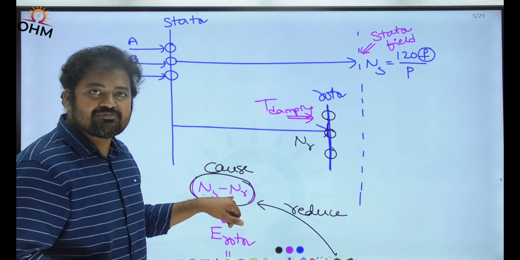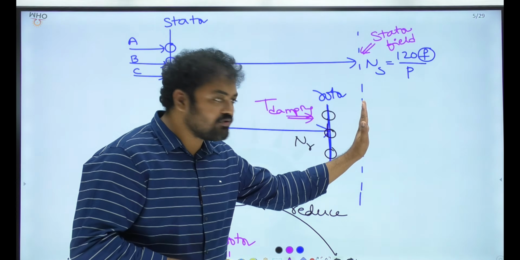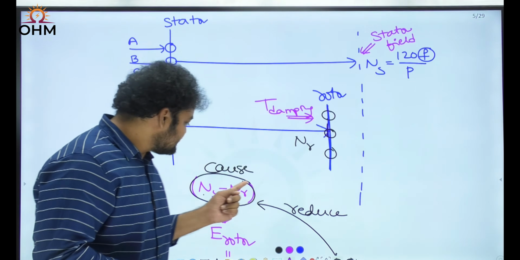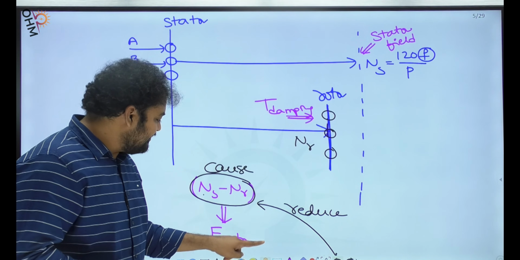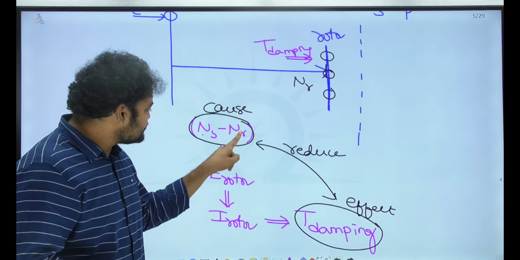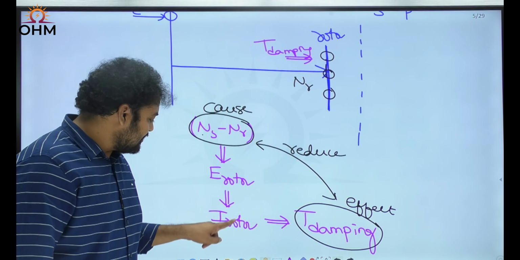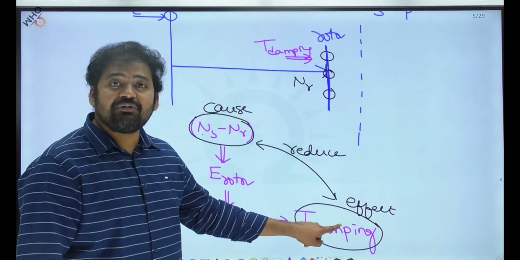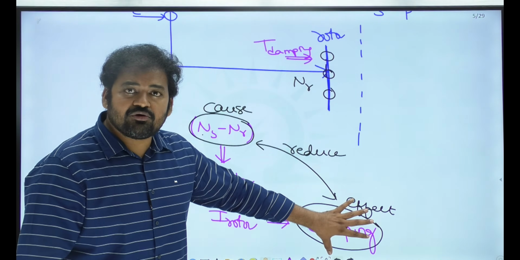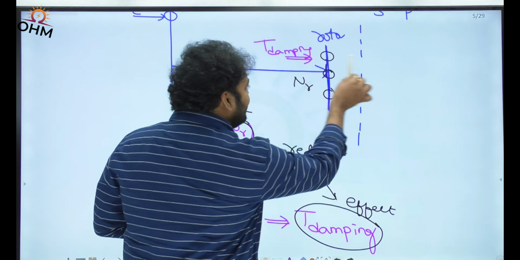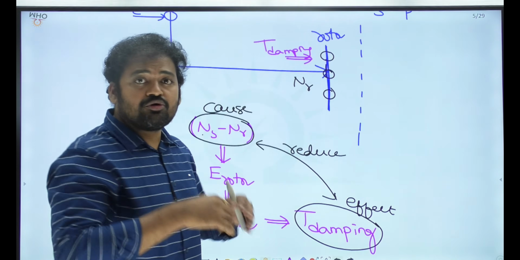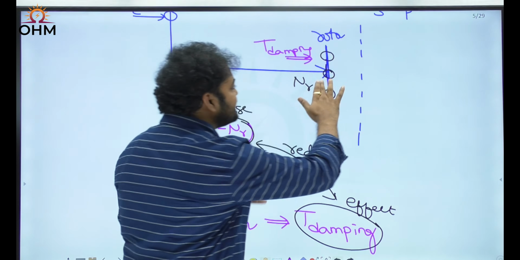Once the rotor reaches synchronous speed, what will happen? This relative speed becomes 0. Yes, because if ns is equal to nr, definitely the relative speed is 0, and then there is no EMF in the rotor. If relative speed is 0, no EMF in rotor, no current in rotor, no damping torque. But even though damping torque is 0, the rotor will not stop here. Due to mechanical inertia, the rotor will further accelerate.